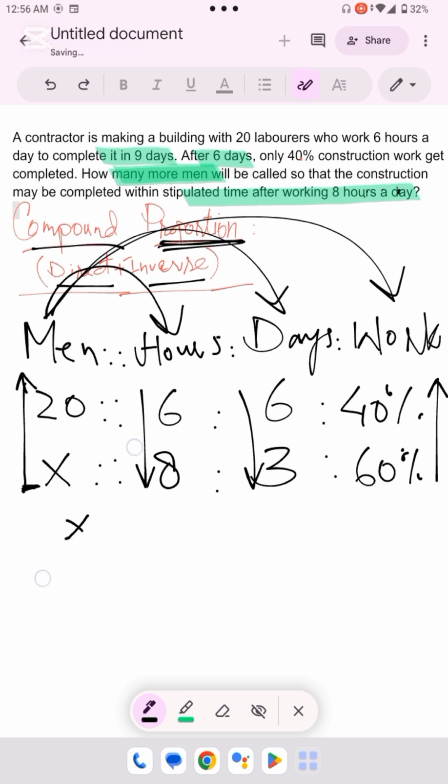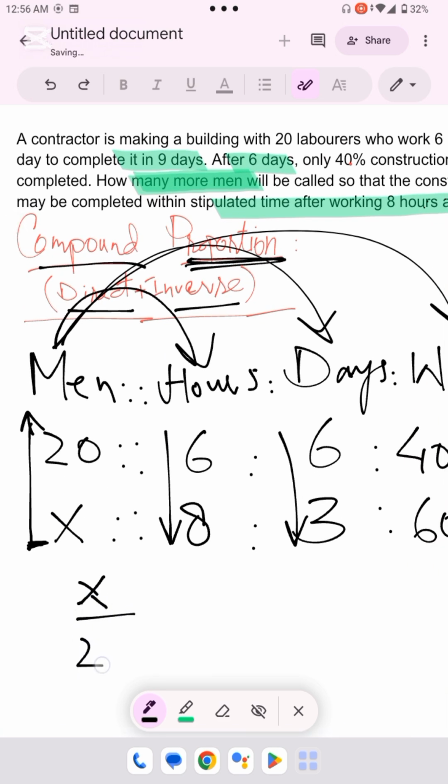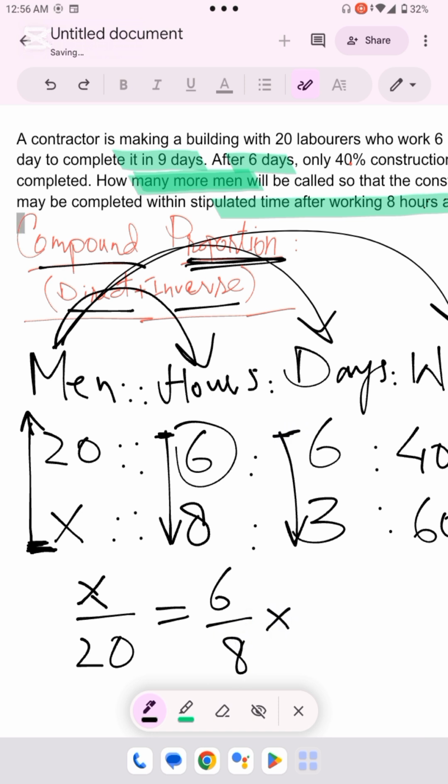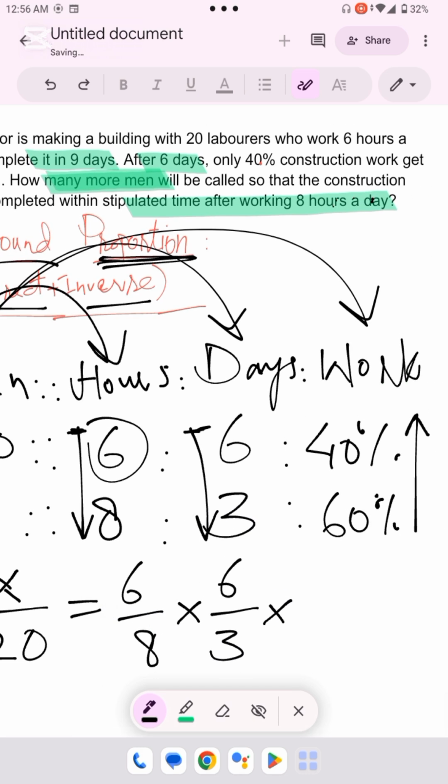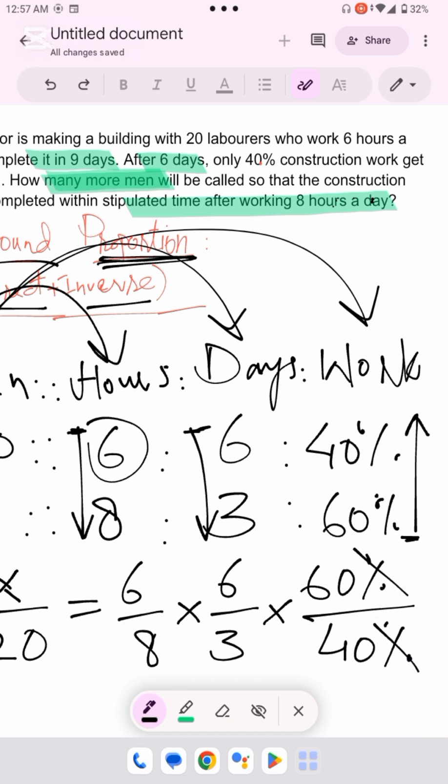So x would be x over 20, because I told you every time the base of the arrow needs to be at the top. The bottom of the arrow, that means 6, needs to be at the top and 8 would be in the denominator. In the same way, 6 would be in the numerator and 3 in the denominator. And 60%, that would be in the numerator and 40% in the denominator. Percentage will cancel with percentage, because percentage means out of 100. So 60 out of 100 and 40 out of 100, that would be 60 over 40.